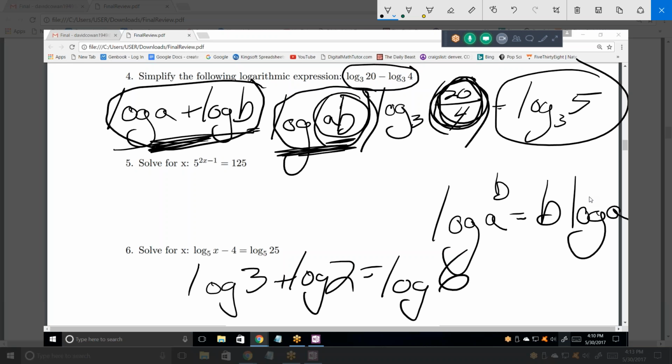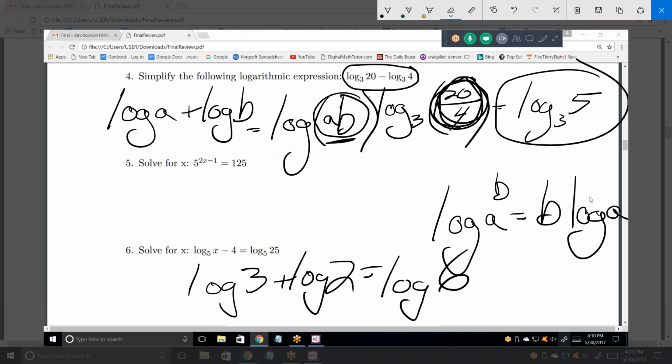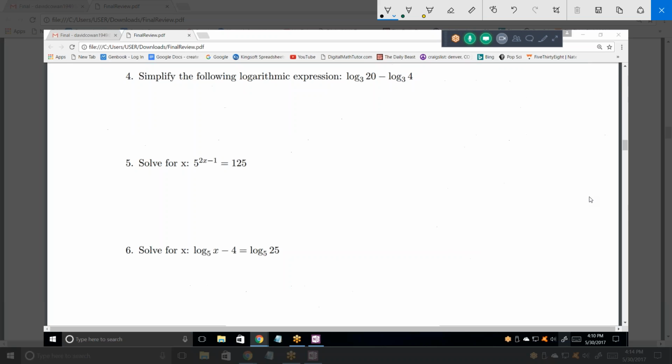But the one thing you just have to remember is you're never doing the same thing. If you find yourself doing the same thing, you're making a mistake. In other words, when I originally asked you this, you said, well, is it just the log of 20 minus the log of 4? Well, it isn't, because that would require that you do the same thing. Okay. Let's try number 5, I guess.